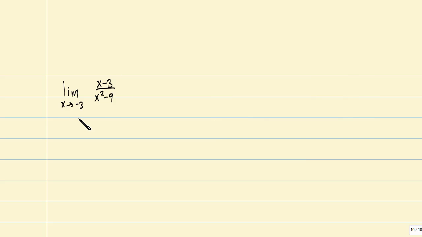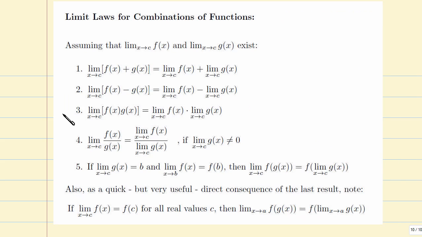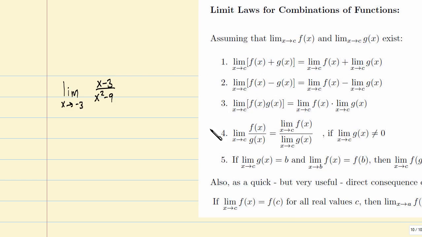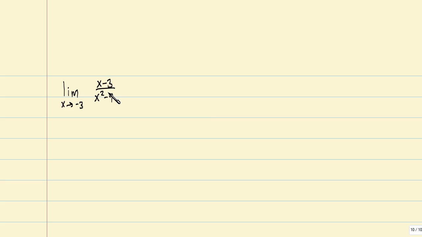Okay, here in this limit, we again see a limit of a quotient. Again, we might be tempted to try to write the limit of a quotient as a quotient of limits. But we can only do that if the bottom in the limit is not 0. So, what happens in the bottom here? What does this go to in the limit, as x approaches negative 3?